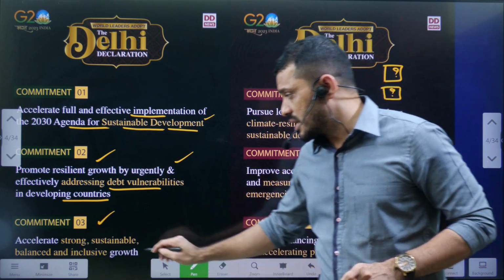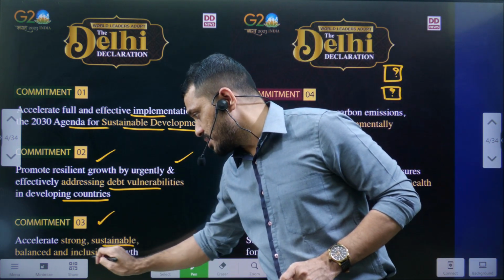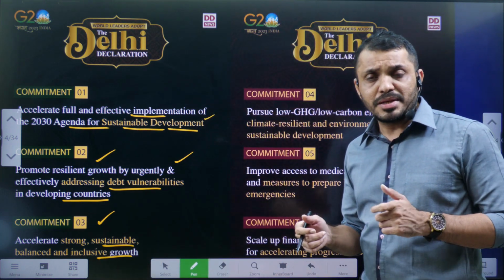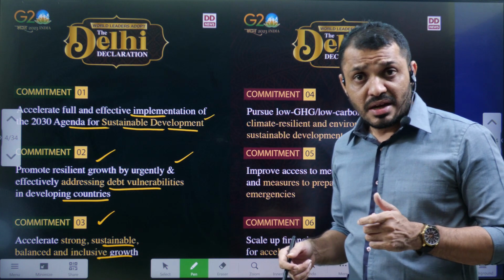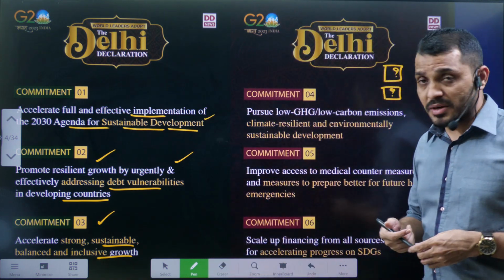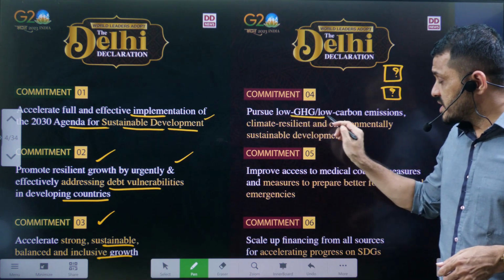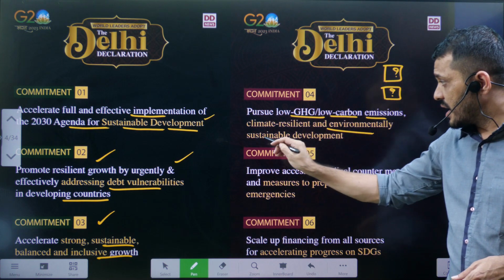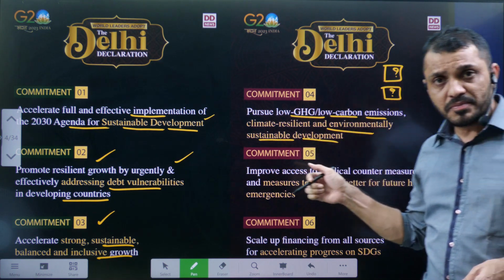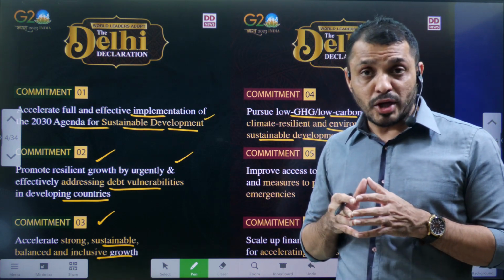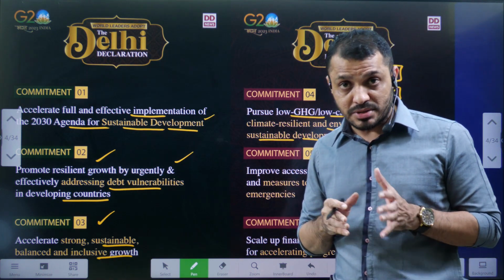The third one is about the strong, sustainable, balanced and inclusive growth we have to achieve. That means in terms of gender as well as more environment-friendly growth. Commitment number 4: low GHG, that is greenhouse gases, and environmentally sustainable development. As a part of this, we even proposed the Global Biofuel Alliance to reduce greenhouse gases.